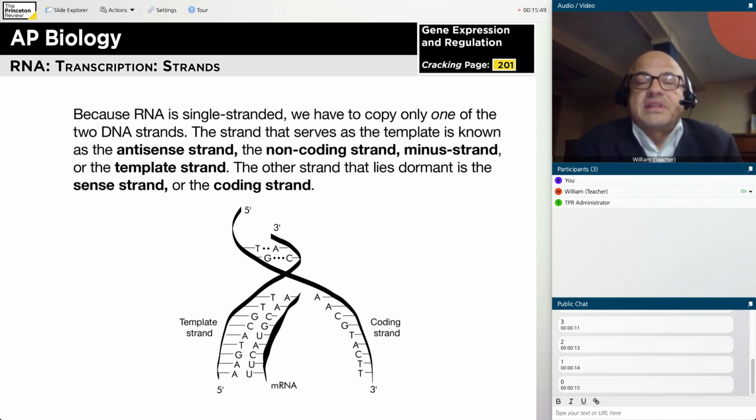RNA, of course, is single-stranded, as you can see, so you only have to copy one of the strands of the two DNAs that you have. That's going to serve as your antisense. It's got all different names to it, and it helps to use that depending on if you get a question that has that. And then you have the other one that's your sense, and what you're going to have in terms of coding.